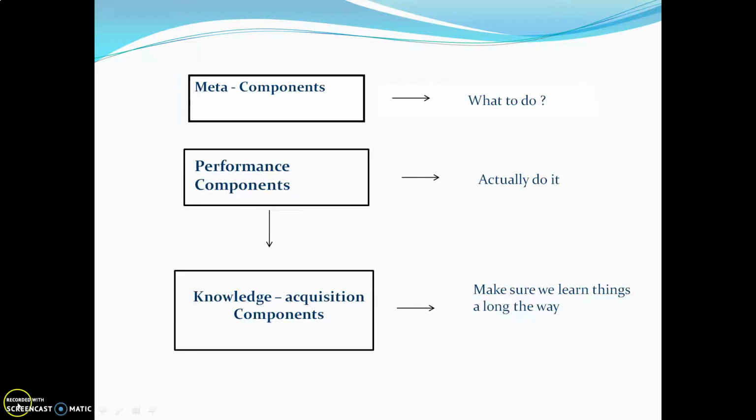Actually, meta component is for planning. That means what to do. It decides what to do. And the second component is performance components. That is for execution. They actually do it. And the third component is knowledge acquisition component that makes sure we learn things along the way. And knowledge acquisition components mainly deal with mental processing.